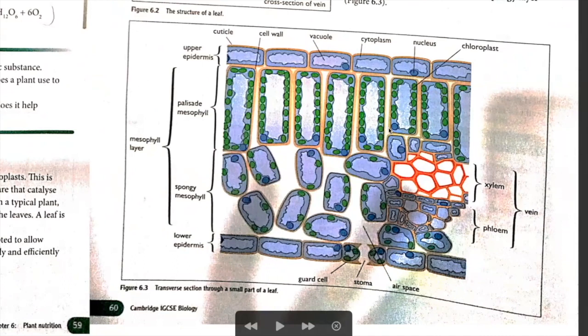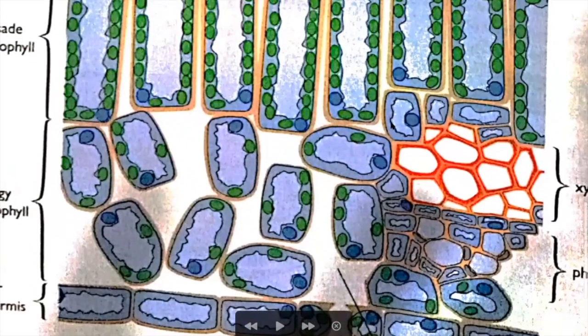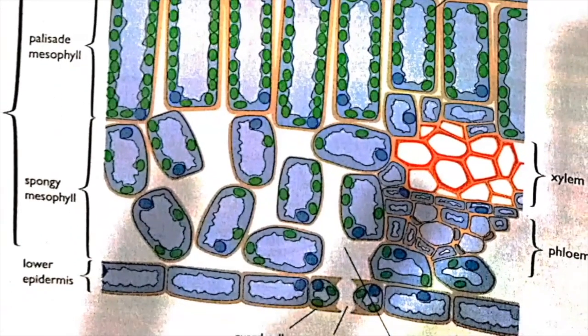Why? Because in that particular area, you can find chloroplast. Bila ada chloroplast, barulah dia boleh buat proses photosynthesis. Boleh faham? So there are three places where photosynthesis takes place in the leaf. The first one, palisade mesophyll, spongy mesophyll, and the last one is guard cell.